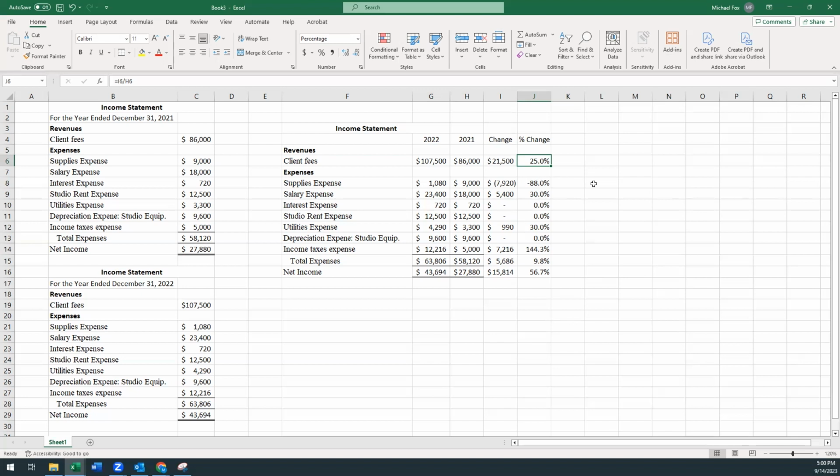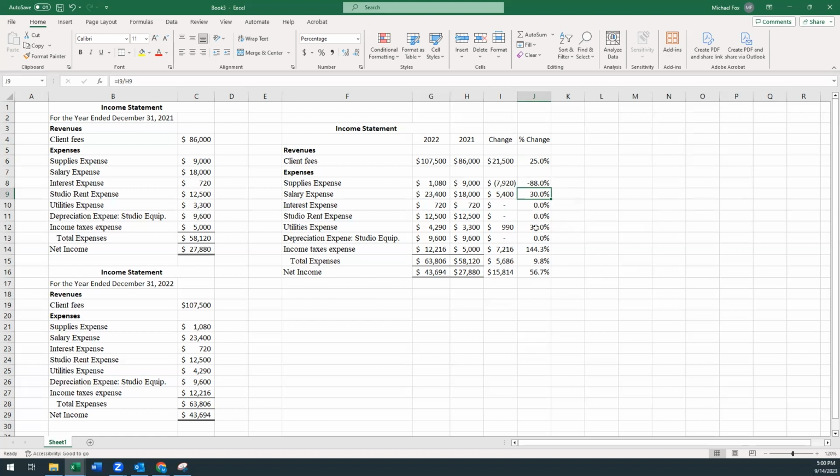How did you cut supplies expense 88%? And is that sustainable, or was that just something special for this year? Why did our salary expense go up 30% when our revenue only went up 25%? And do we expect that to continue? Or was there some special cause? And so what we try to do is sort of ferret out what caused the good things and find ways to continue that positive trend, and ferret out what caused the bad things, like our salary expense going up faster than our revenue, and find ways to mitigate that.